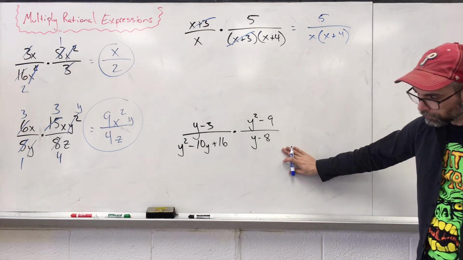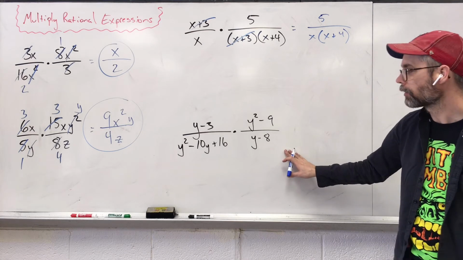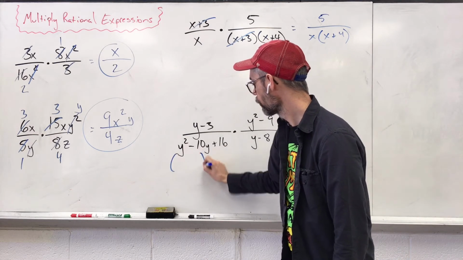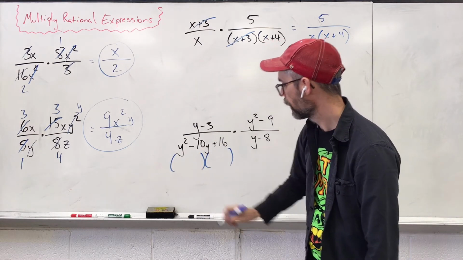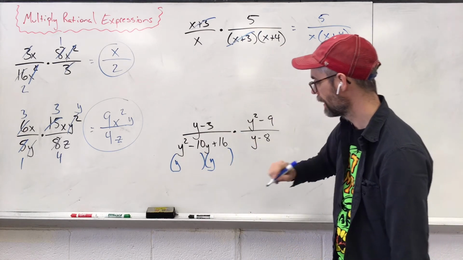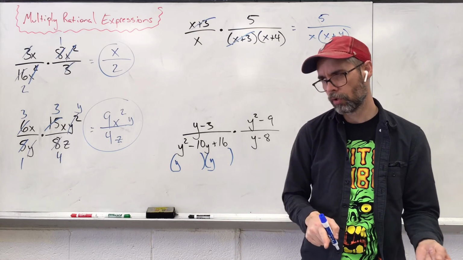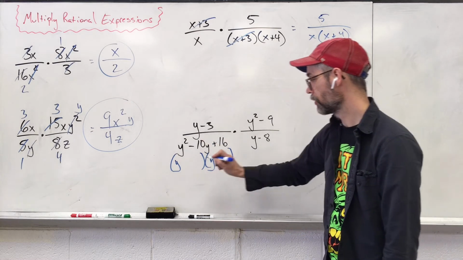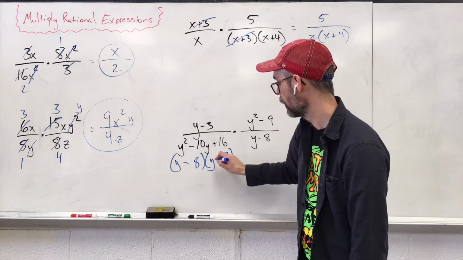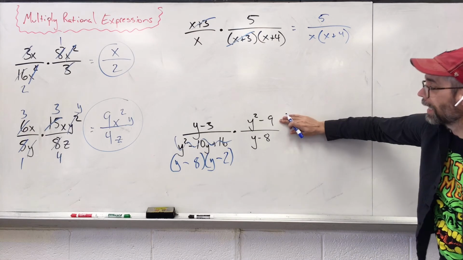Finally, I need to factor what I can factor. So this trinomial, let's break it up. What are two things multiplied together to give us this first term? So we're going to say y and y. What two numbers multiplied together to give me 16? You could say 4 times 4 or 8 times 2, which adds or subtracts to give us a 10. 8 and 2. We need a negative 10, so negative, negative. That's gone.